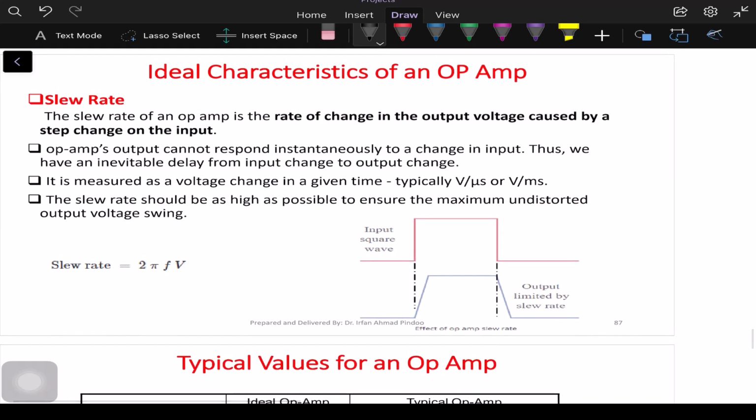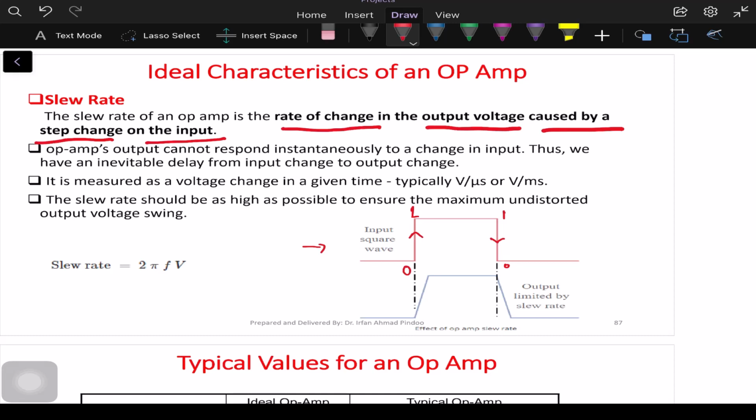The last thing is the slew rate. Slew rate is again one important parameter that tells how quickly your op-amp is responding when you are providing any kind of voltage. The slew rate of an op-amp is the rate of change in the output voltage caused by a step change on the input. So if we are changing the input, in this particular figure the input is changing from 0 to 1, or in this case from 1 to 0, and this is happening instantly. Then how much time will the output take to respond to these changes.